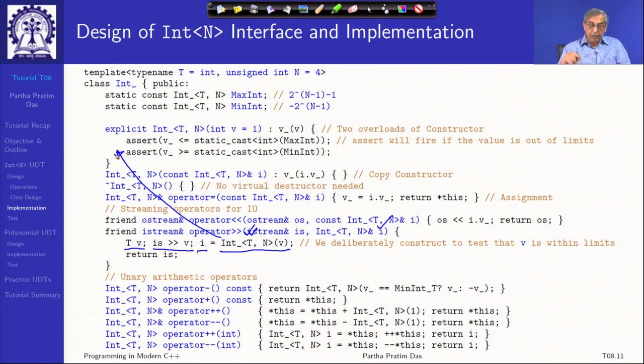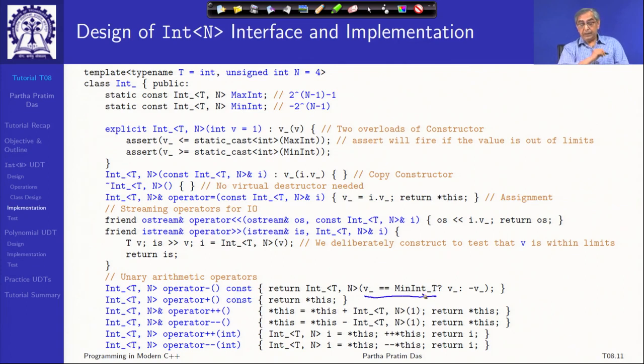Otherwise, if I just follow this input, reading into i.v_, then it will be possible to construct an object which will violate my condition, right. So, these are the nuances of data type design that you will have to remember. The rest of these are all unary operators.